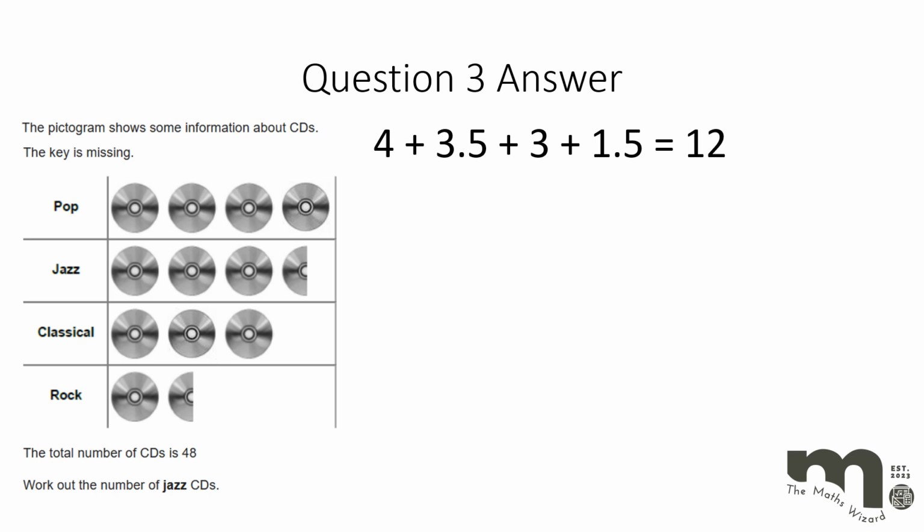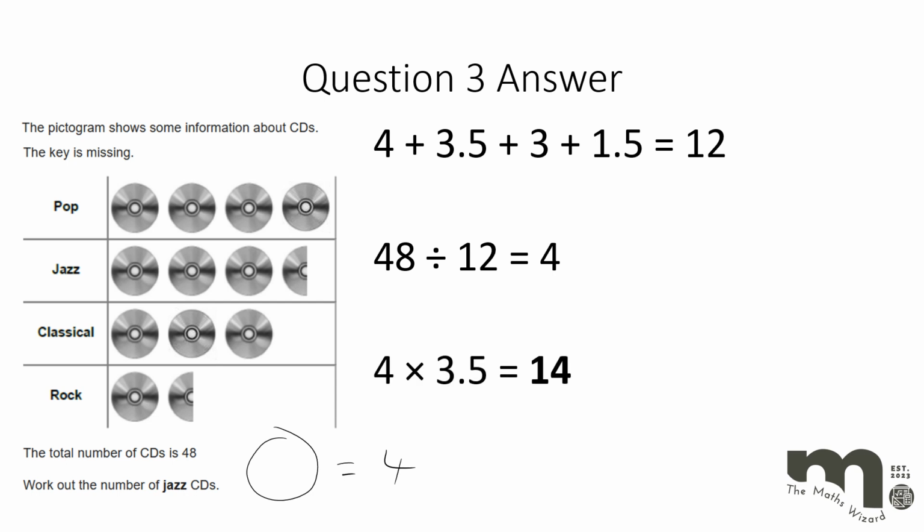We know the total number of CDs is 48. So if we do 48 divided by 12, that will tell us that 1 disc, so one of these discs, should be worth 4 CDs. And then we can look back at the jazz and we can do 4 times 3.5 because we've got 3.5 discs for the jazz, and that will tell us we will have 14 CDs that are jazz.